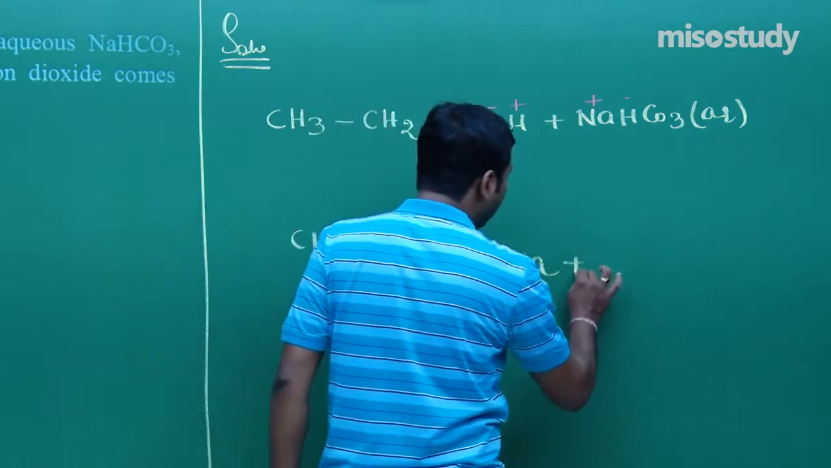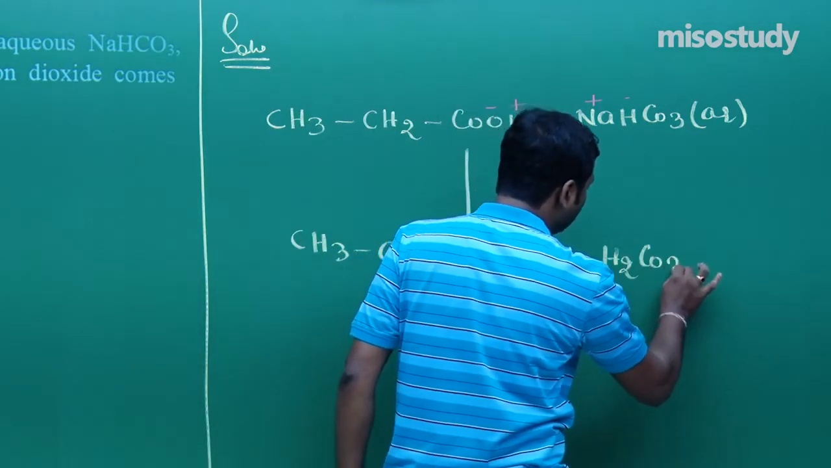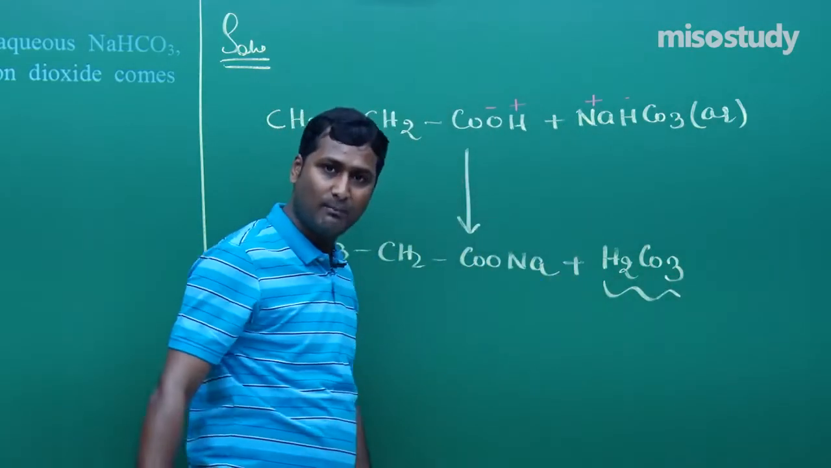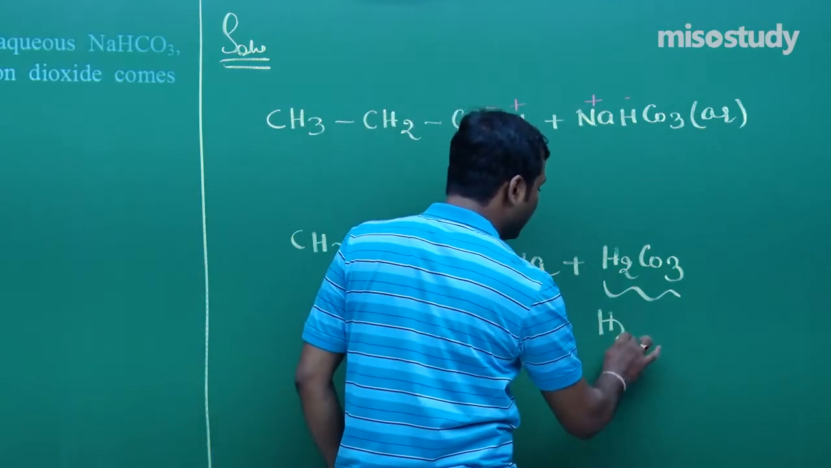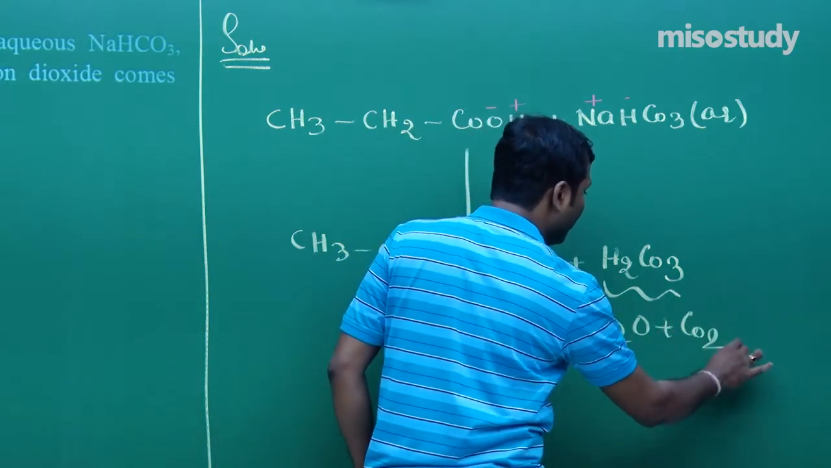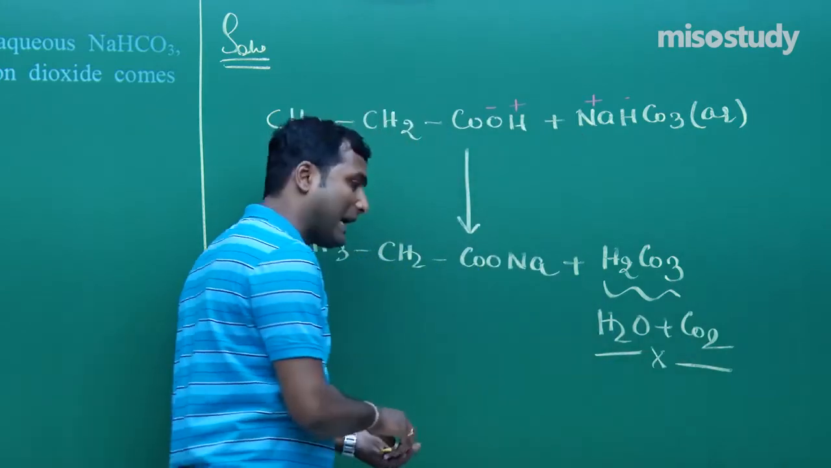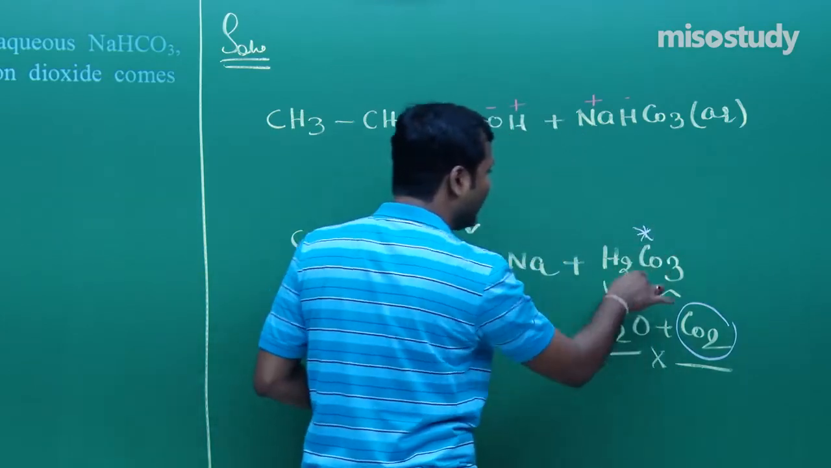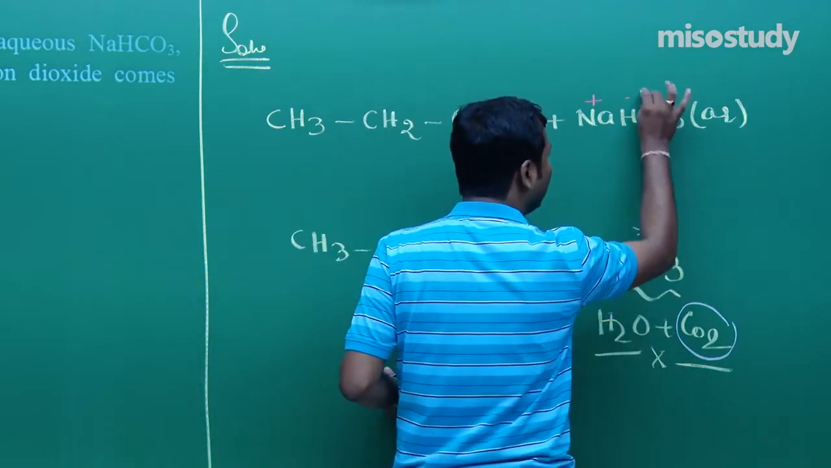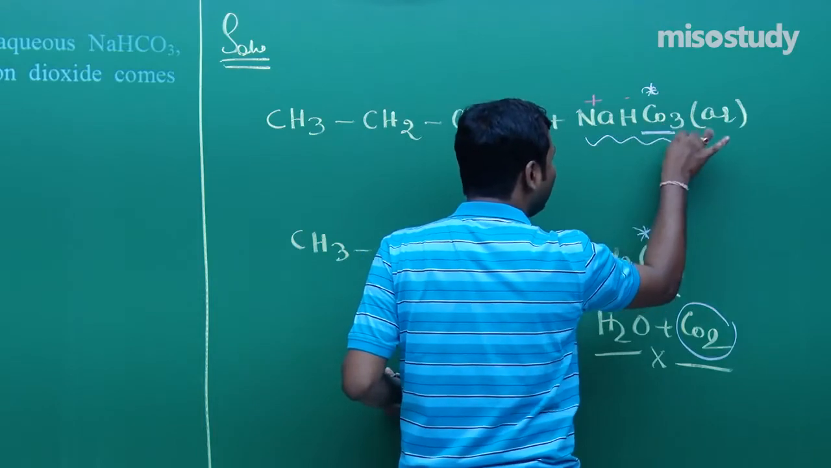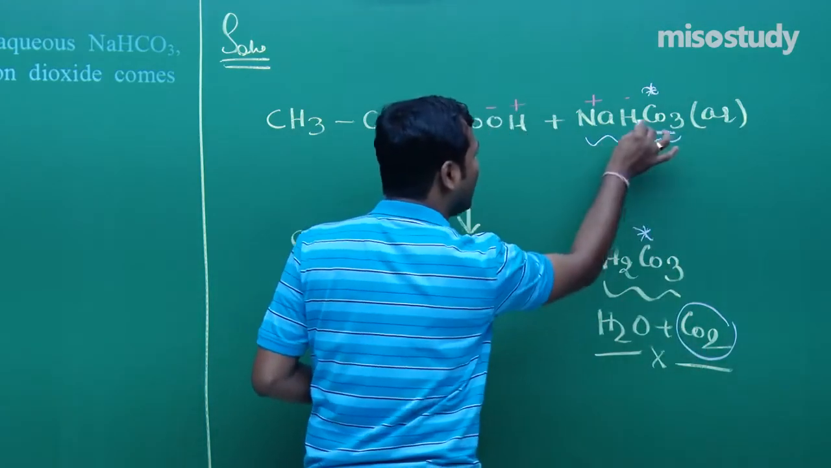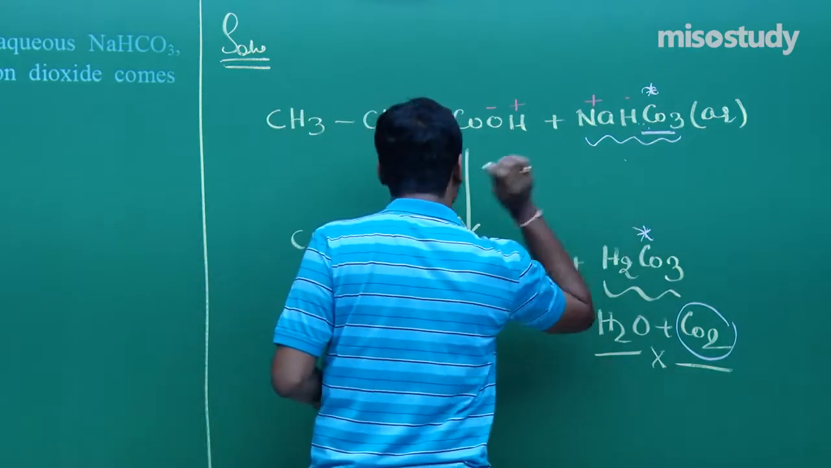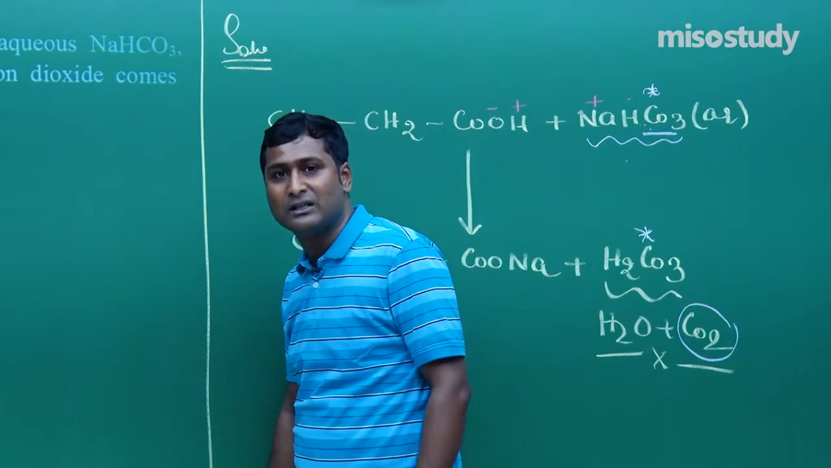Now the next one is H2CO3. Clear? As we know, this is an unstable product and it will dissociate and give you H2O plus CO2. And this CO2 comes from the carbonate, that is CO3 here, so we get the carbon of carbon dioxide from this bicarbonate. Clear?